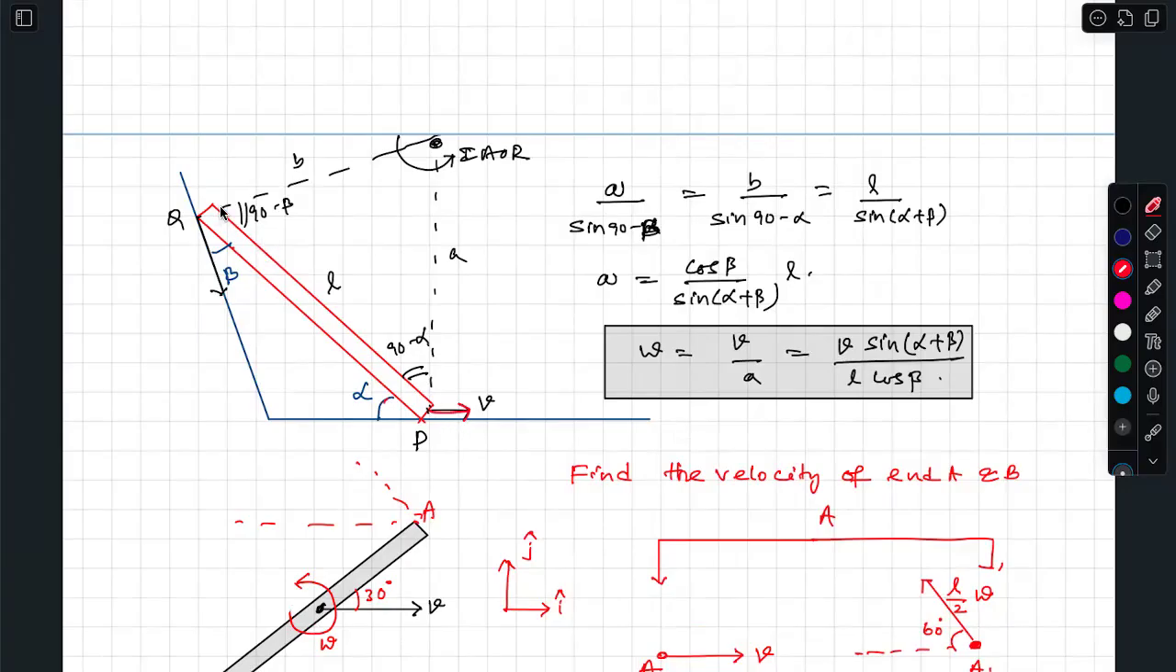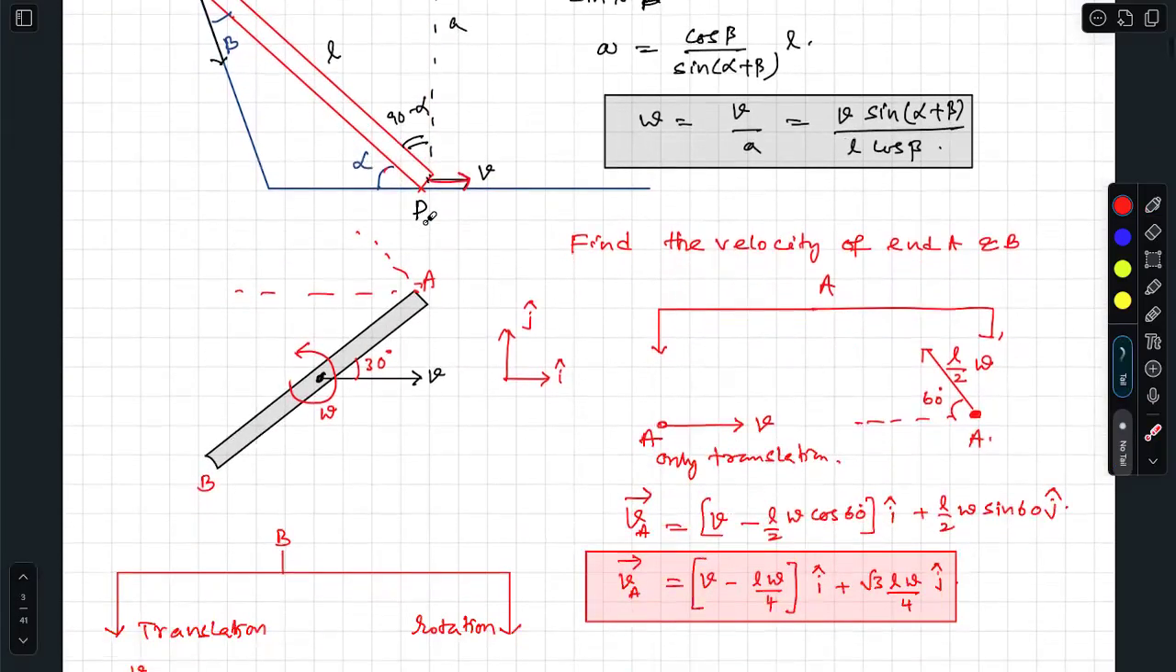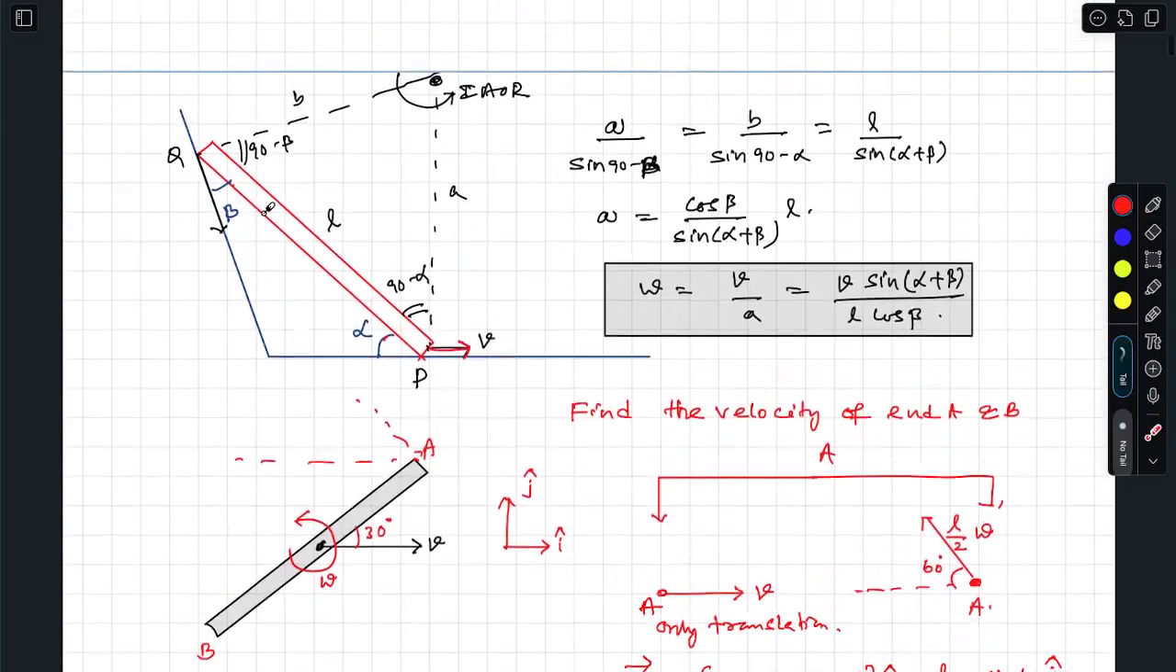No issues. Now I'll take this triangle. In this triangle, to find the IAOR, the only technique I know is: I'll draw a perpendicular to this velocity and a perpendicular to that velocity, and the point of intersection gives the IAOR. Agreed? Everyone in this class, right? Next, if this is beta, this is 90 minus beta, this is alpha, this is 90 minus alpha, right?